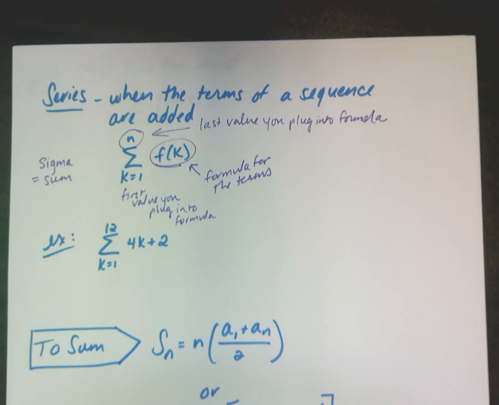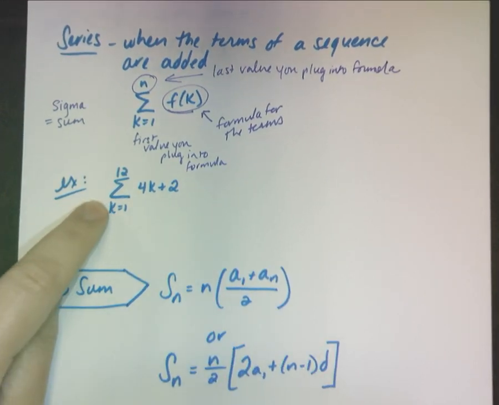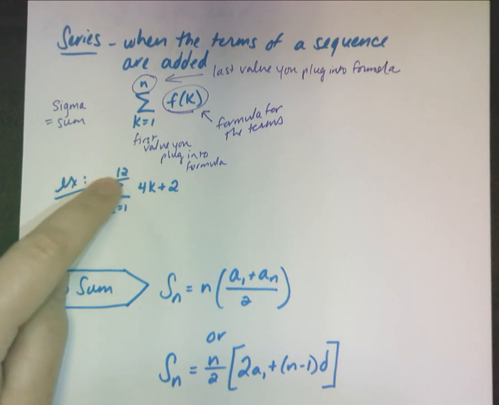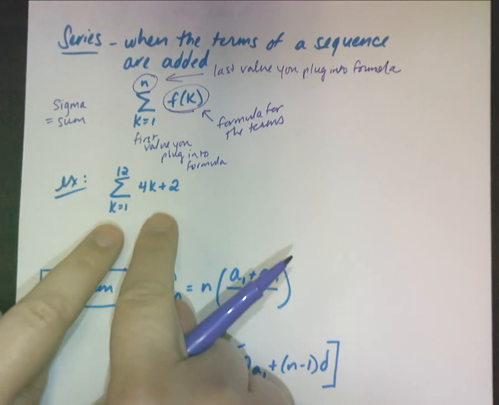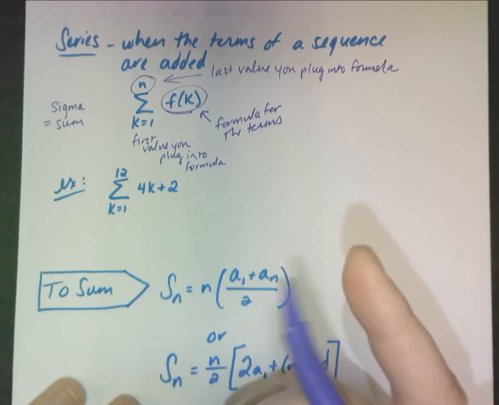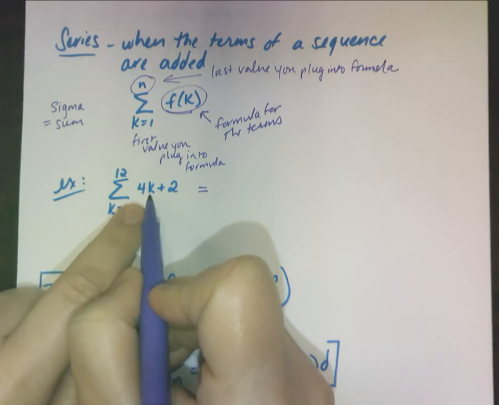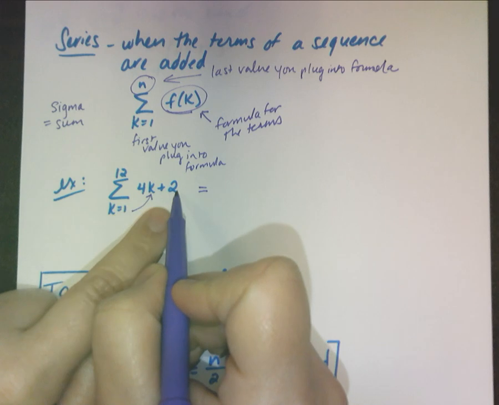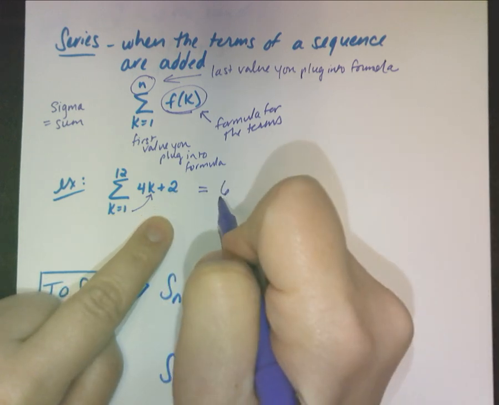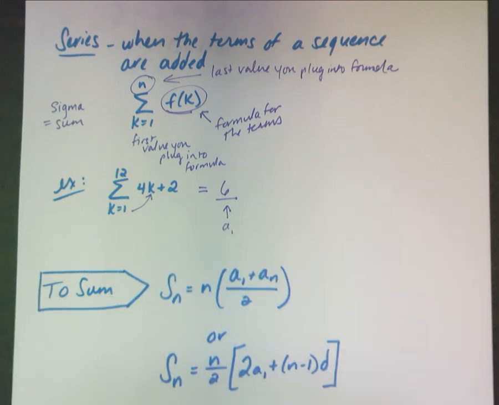All right, so before we actually sum them, let's work on this notation. If I give you the sum of 4k plus 2 from 1 through 12, what this means is the following: you have to plug 1 into this formula. What would 1 times 4 plus 2 be? That would be 6. This would be the first term in your sequence.